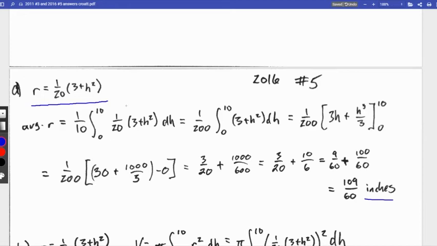I got 1 point for the integral on this one, 1 point for the antiderivative. So I guess this step going from the integral to the antiderivative, and then 1 point for the answer of 109 over 60.